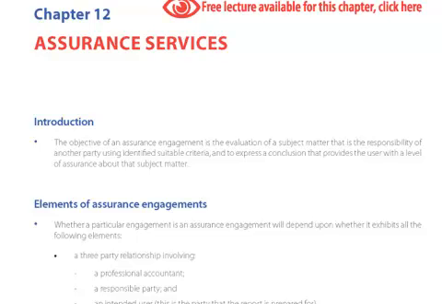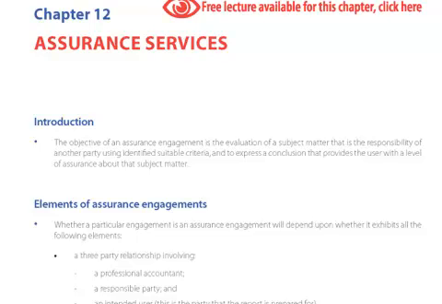The objective of an assurance engagement is the evaluation of subject matter that's the responsibility of another party, using identified suitable criteria to express a conclusion that provides the user with a level of assurance about that subject matter. It's not an audit. It is simply assuring people about some element of financial statements, typically. But it doesn't have to be financial statements. It could be other things as well. It could be, for instance, the quality of the internal control system.